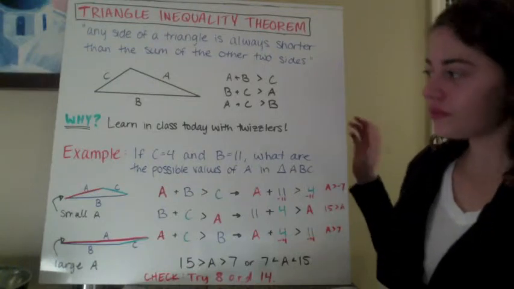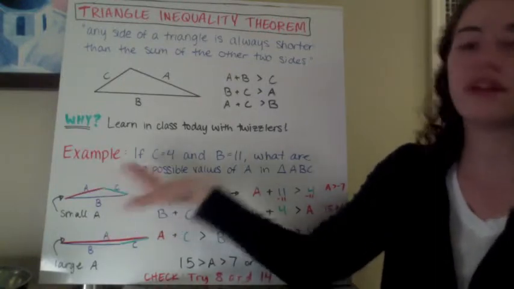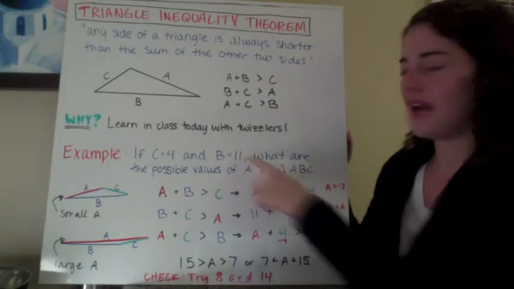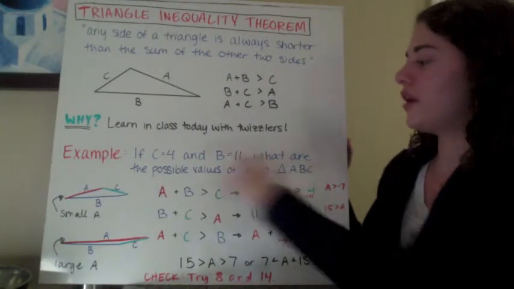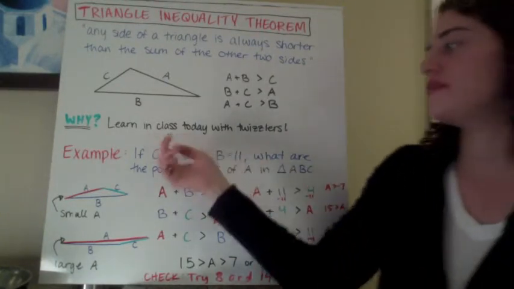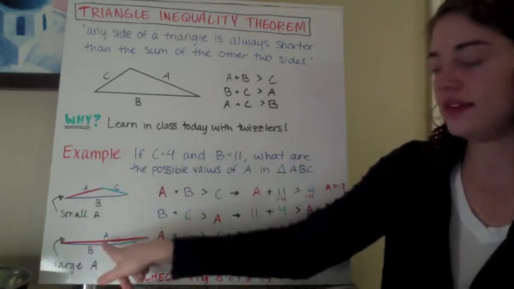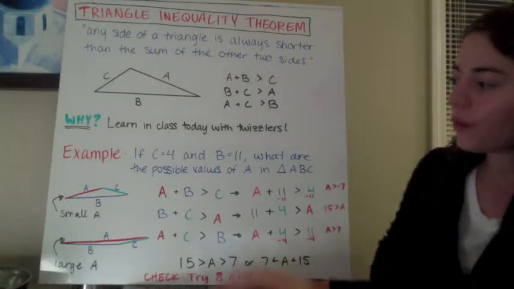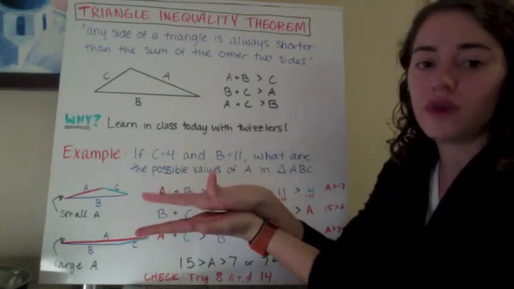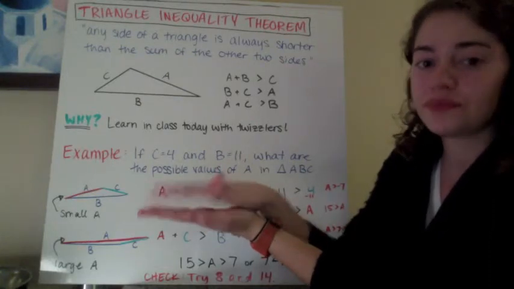One example. I drew another triangle here. Let's read the problem. If C is equal to 4 and B is equal to 11, I didn't give you units, I should have. What are the possible values of A in triangle ABC? So we know that C is 4 units and B is 11 units. We're trying to figure out what A is, the red one. Here I've tried to draw it where A is as small as possible, because you can see that B and C have a very small angle between them. They're almost on top of each other. So A is going to be as small as possible.